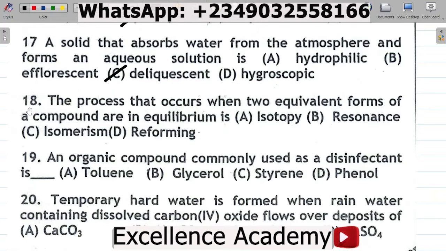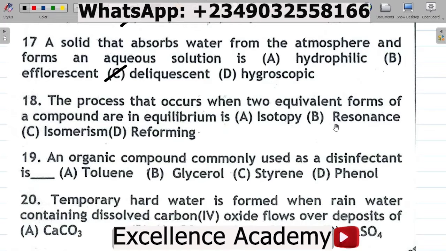All right. Question number 18. The process that occurs when two equivalent forms of a compound are in equilibrium is: A, isotopy; B, resonance; C, isomerism; D, reforming. So what's the answer to this question?